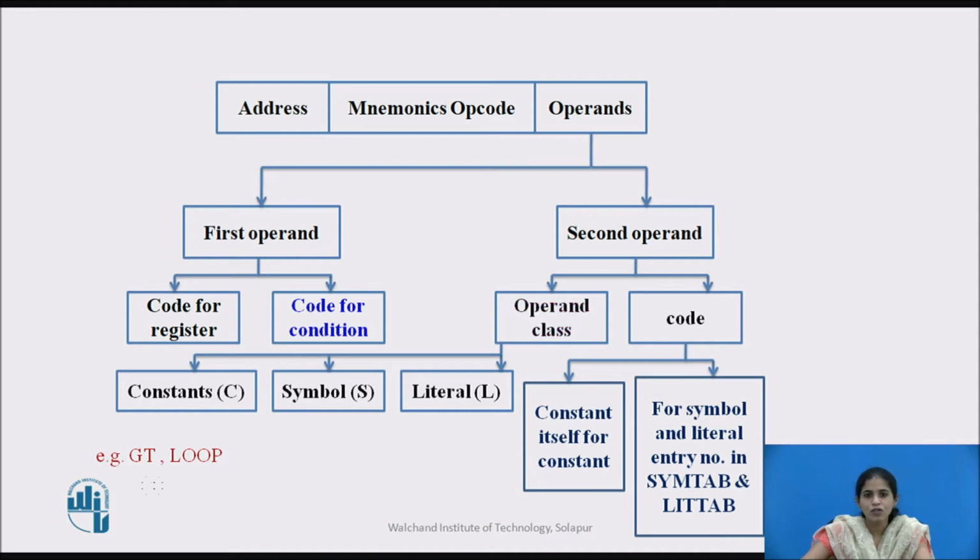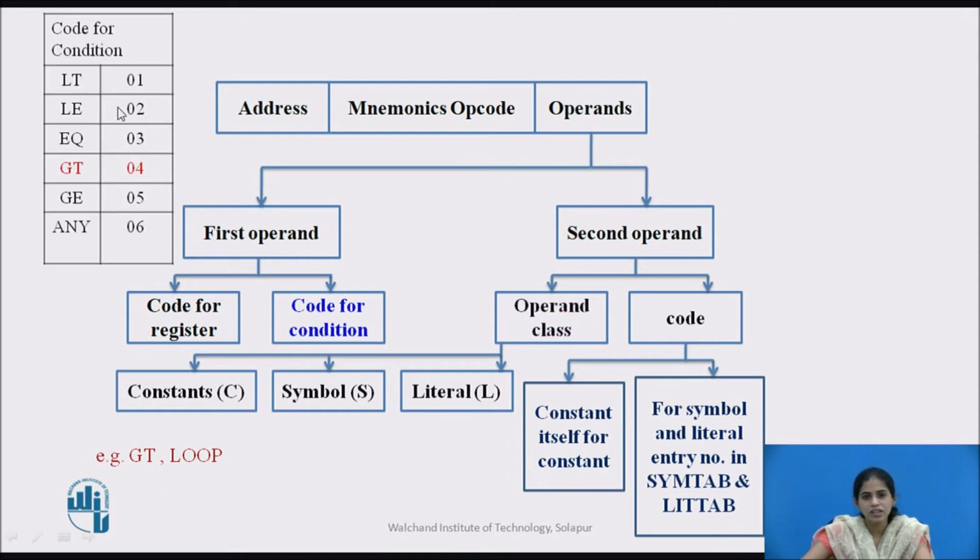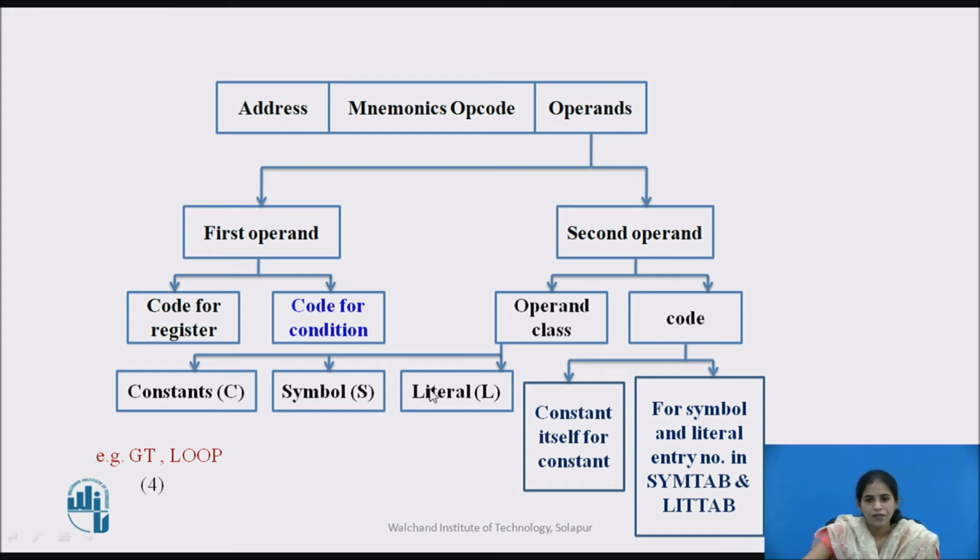Okay, so the codes for the conditions are LT, LE, EQ, GT, GE or any. So out of this, GT has the code 04, so that's why here we specify the code as 4. After that, the second operand is the operand class. So here the symbol is present. Here loop is nothing but a symbol. So that's why here we specify S, and we have to specify the entry number of that symbol in the symbol table. So here the entry number of that symbol is 0, 2.